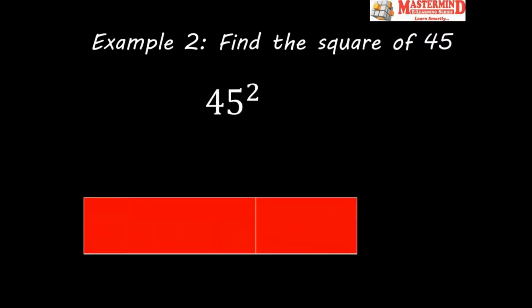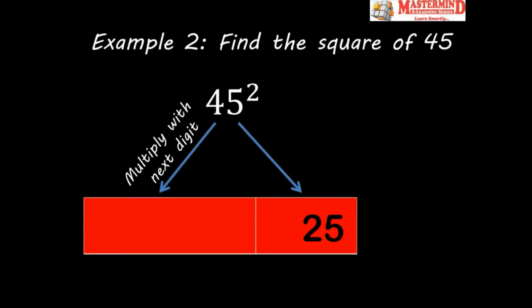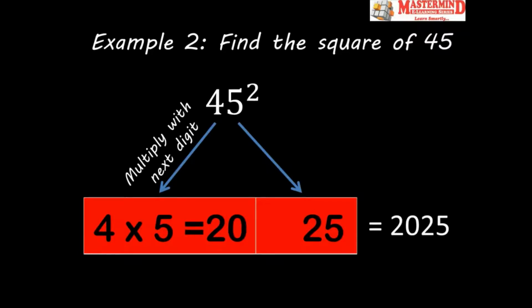Let's see one more example. Find the square of 45. So we'll divide our answer into two parts. For the right side, we'll write down 25 because 5 5s are 25. For the left side, we multiply this 4 with the next digit that comes after 4. So the next digit that comes after 4 is 5. So we multiply 4 5s are 20 and combine the left side and right side. So our answer is 2025.